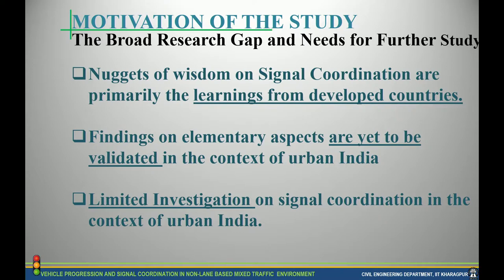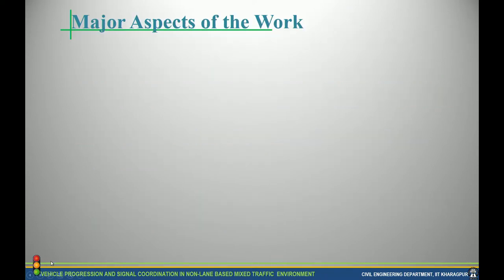And if you come specifically to India, we have thousands and thousands of signals in all the cities, but in reality they are not coordinated. Maybe in some very discrete way, some corridor with 2-3 signals in some places, but in general the coordination has not happened. Right? And because of that, we do not have the experience, and we do not have the required research either. So, that was the motivation for us.